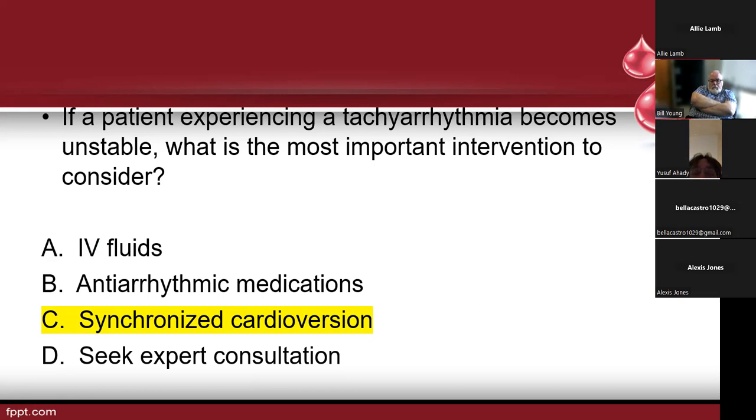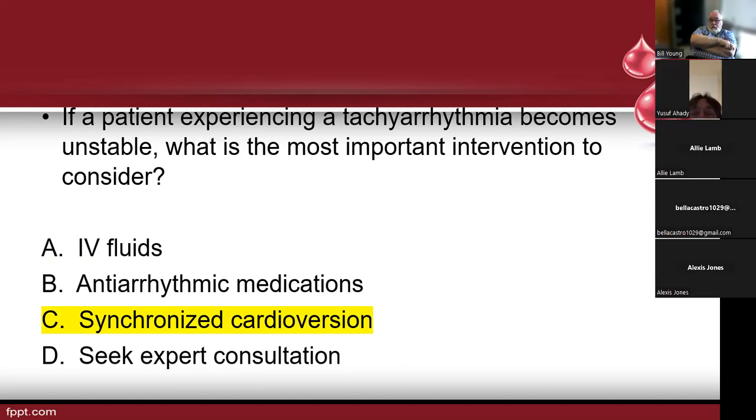Okay. I would synchronize cardiovert at a higher level of electricity. Why? Because syncing it with VTAC is not going to cause any harm to the patient. So let me throw this out for the whole group. It's a good discussion point. If you have a patient with VTAC with a pulse who is unstable, do we synchronize cardiovert that patient?